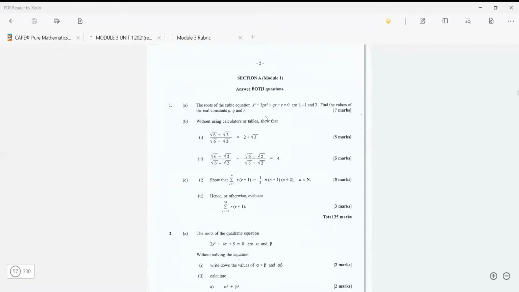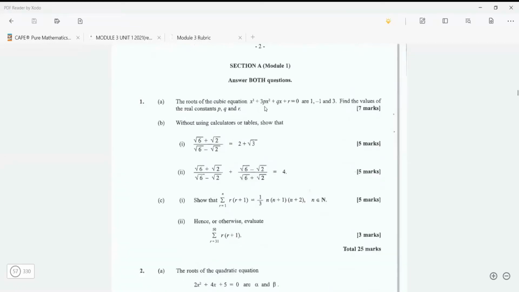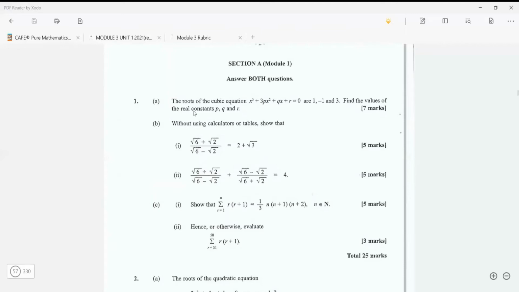So the first one tells us that this is question 1, section A, module 1. The roots of the cubic equation x cubed plus 3px squared plus qx plus r equals 0 are 1, -1, and 3. Find the values of p, q, and r.